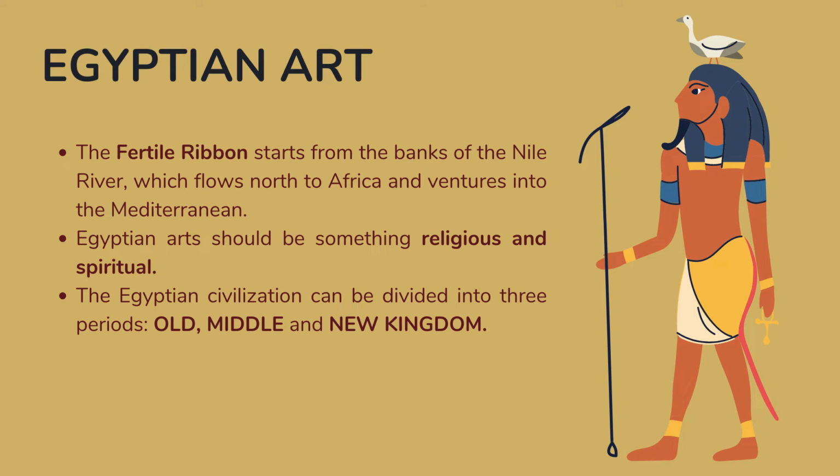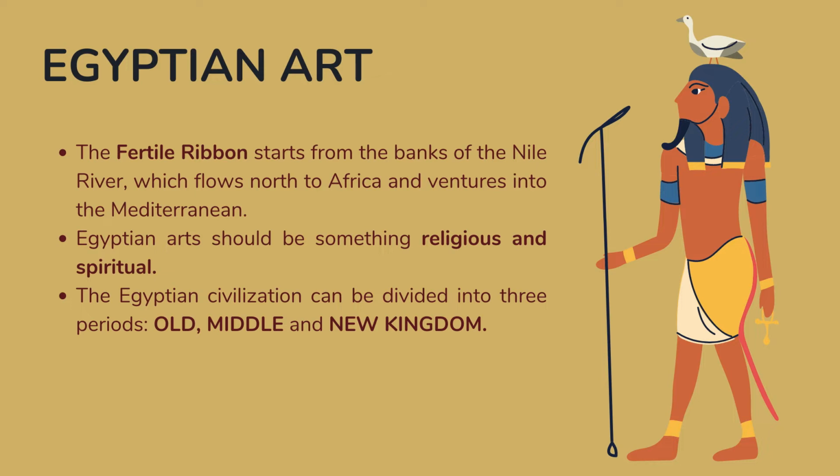Egyptian art. The pearl ribbon starts from the banks of the Nile River, which flows north through Africa and ventures into the Mediterranean. It is in this very ribbon where early Egyptians recognized the integral role of the Nile River in their daily lives. Its indispensability and utility eventually led to the belief that the Nile is to be worshipped as a god. With this came the notion that art was something that can be ascribed and associated with religion. And so for Egyptians, art should be something religious and spiritual.